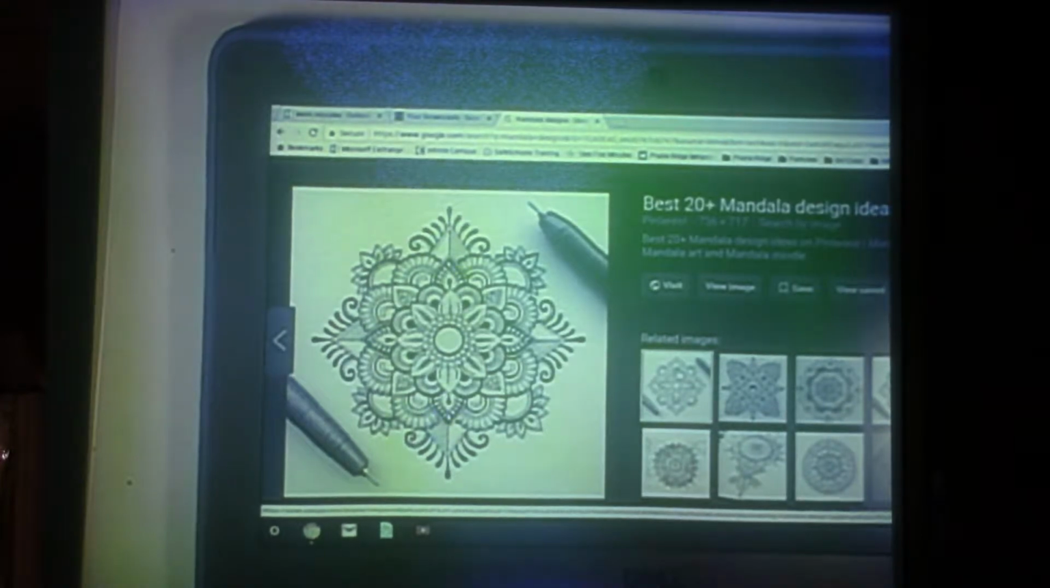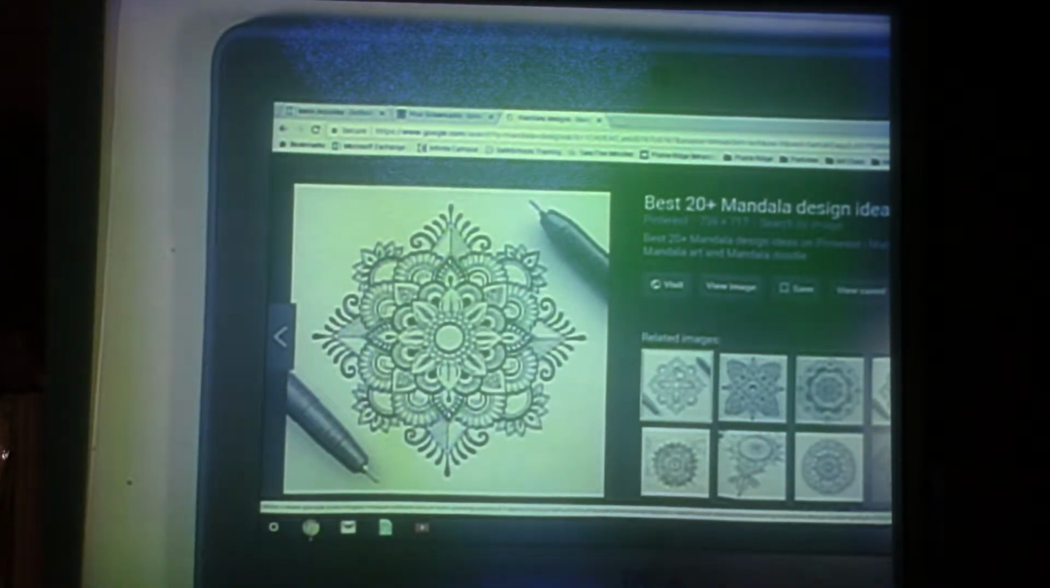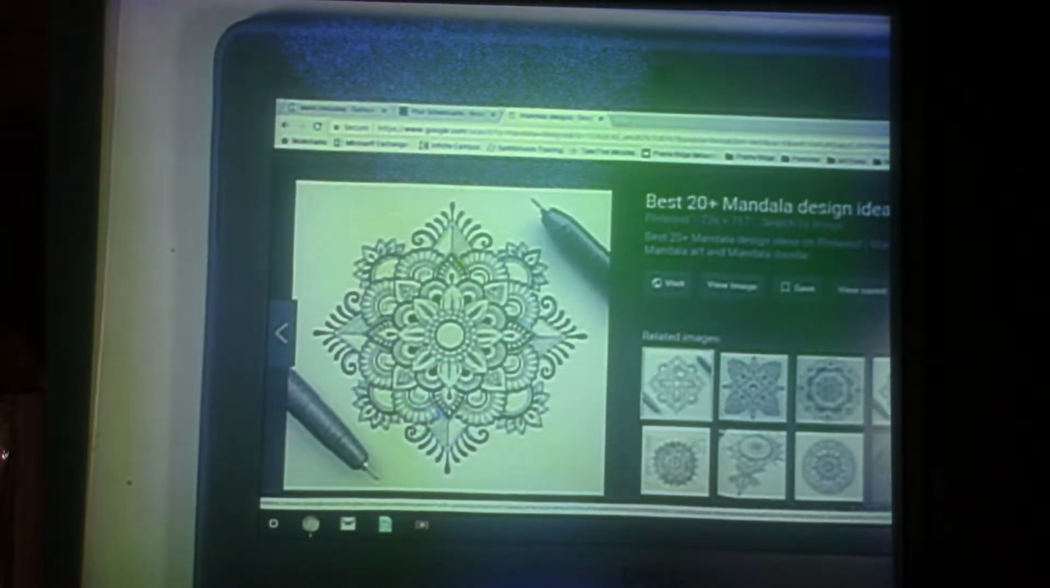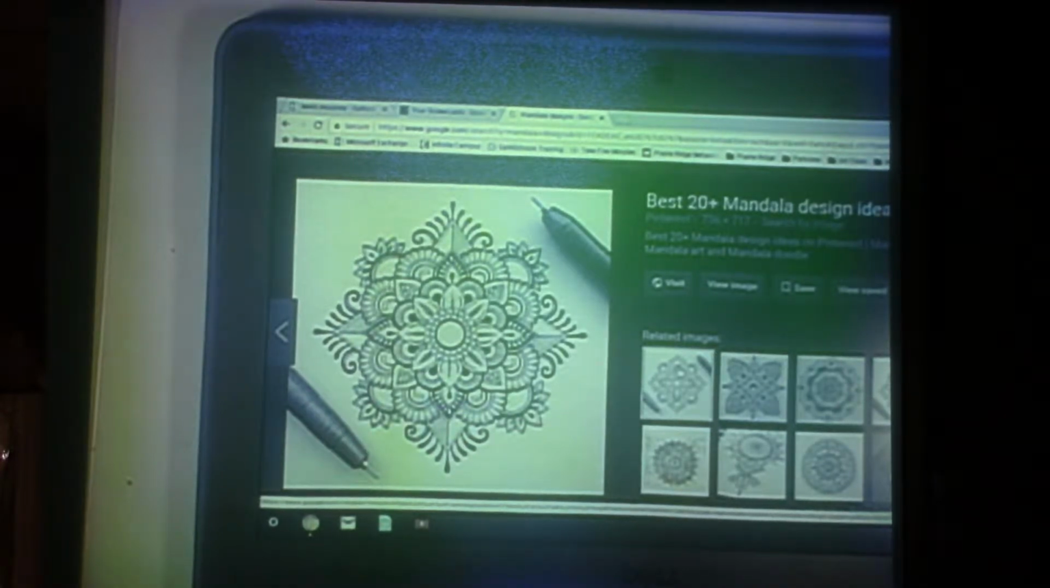So a mandala is a design that is usually in a radial symmetry, meaning that it's circular, but does not have to always be that way. But in addition to that, there's consistent repetition from the center going outwards.